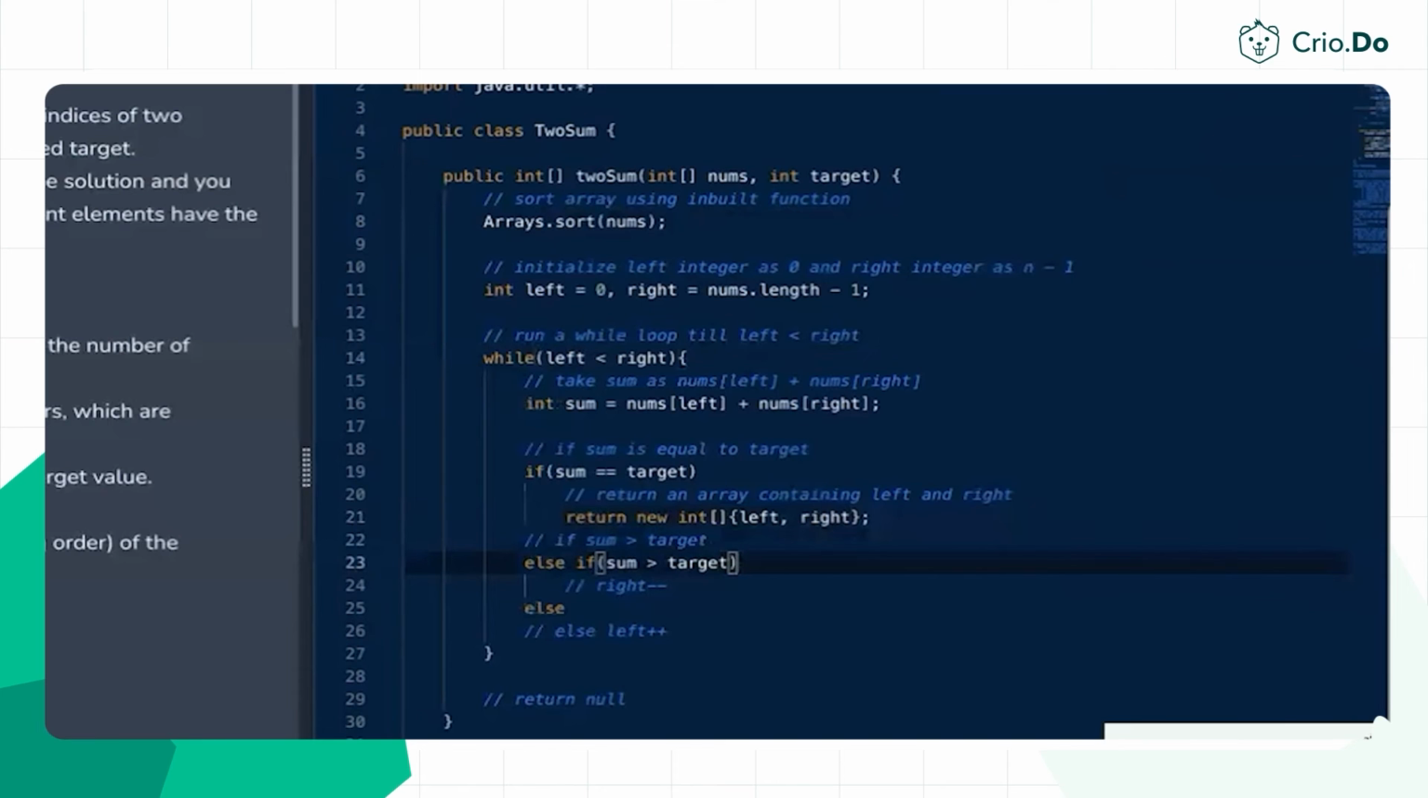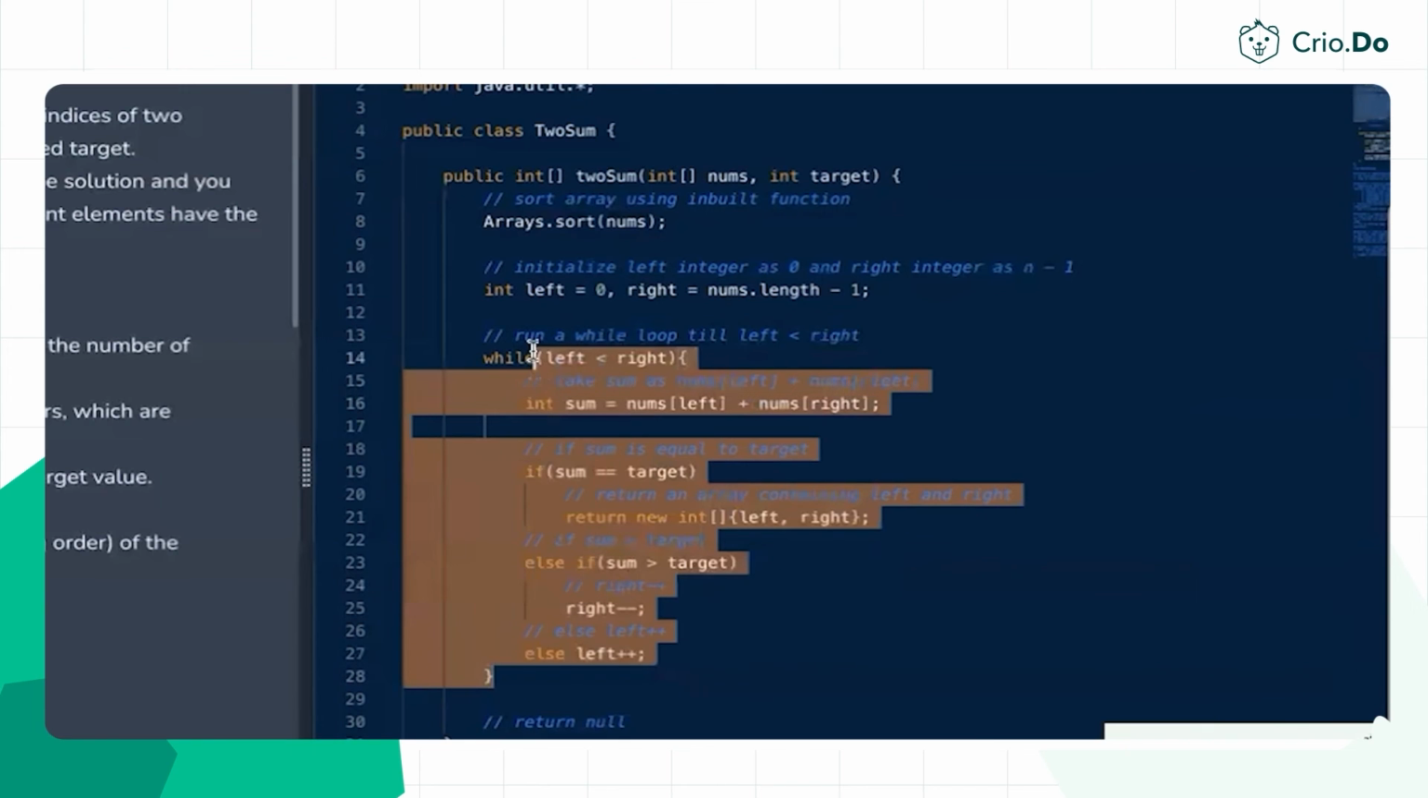If the sum is not equal to target, then it might be greater than target. And if it is greater than target, as written in the instruction manual, we have to decrease the sum by making right pointer minus minus. And otherwise, if it is not equal and not greater, then the only point remaining is increasing the sum by making left plus plus. So this is the entire code.